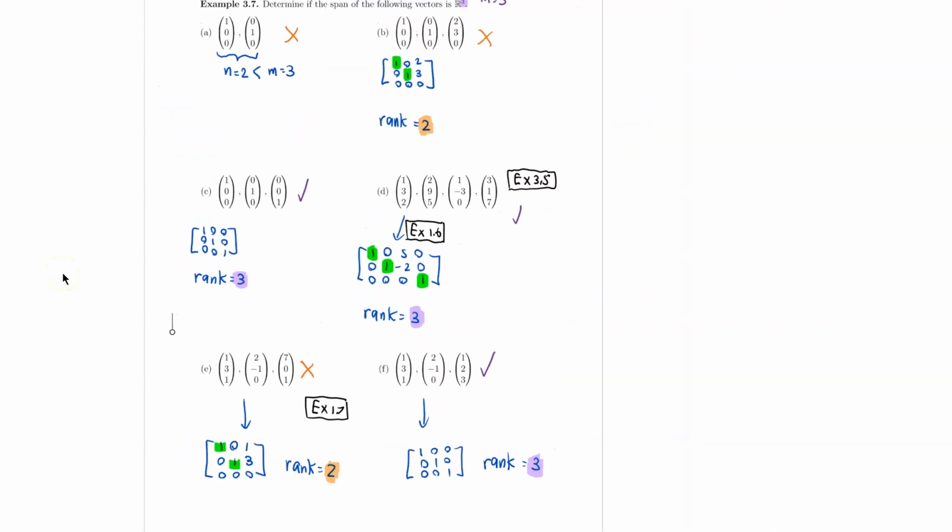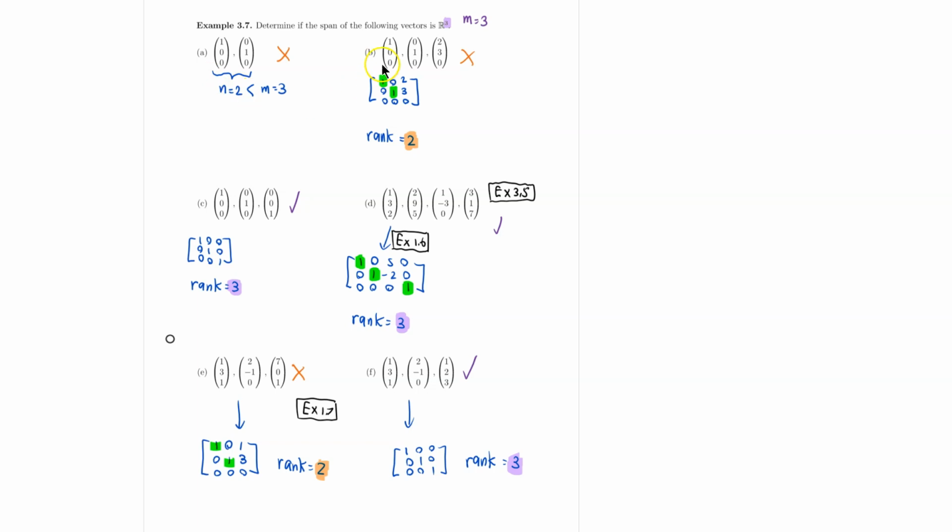Yeah, so we see that we need at least 3 vectors to span R^3, which has dimension 3. Sometimes having 3 vectors is enough, sometimes it is not. We'll see why this is so in the next lecture.